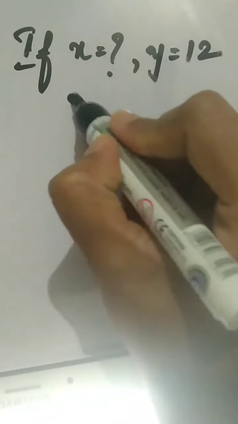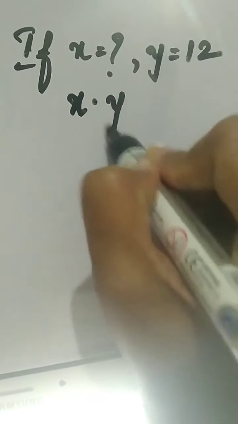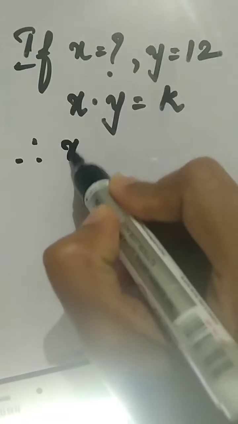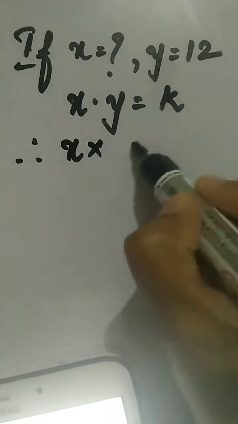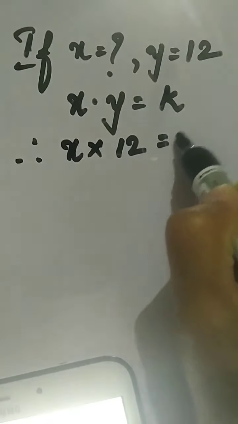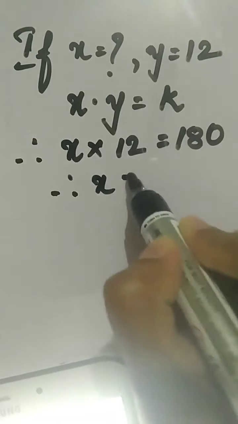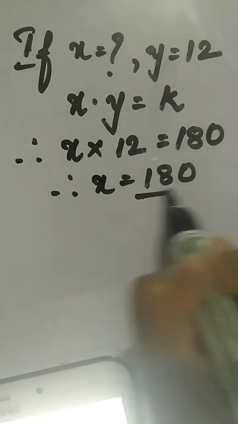That means x is the question mark, and y is given as 12. And what is the relation between them? X into y is equal to k. We know k is 180. So let us substitute the values. X we don't know, into y is 12, and the constant will remain the same, 180. So therefore x will be 180 upon 12.